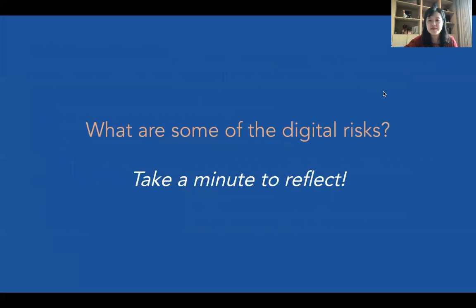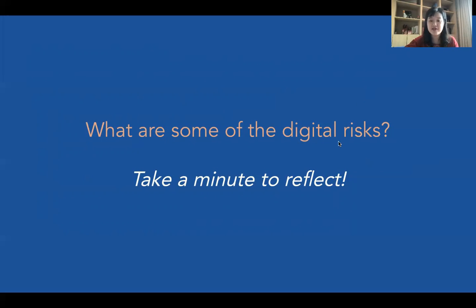So moving on, we're going to take a look at what are some of the digital risks, right? Because since early 2020, most of the time the Movers workshops are in a digital setting. So in a way we also want to understand what are some of the digital risks that we may be unaware of, but we are exposed to. So it's really important to have this basic understanding.